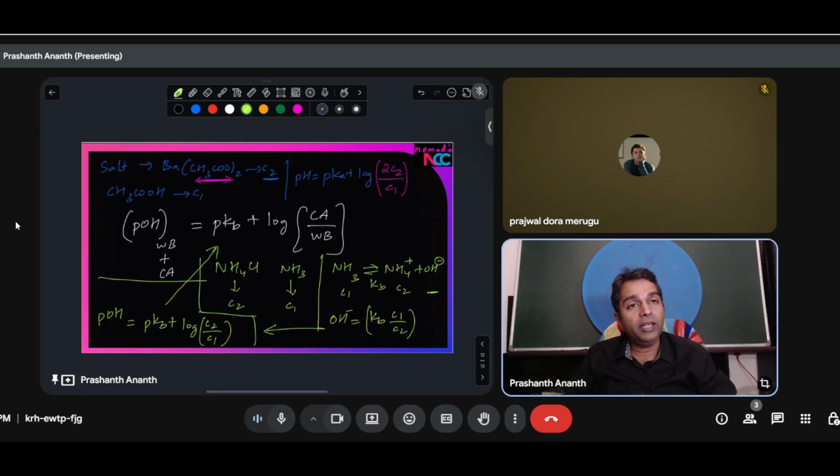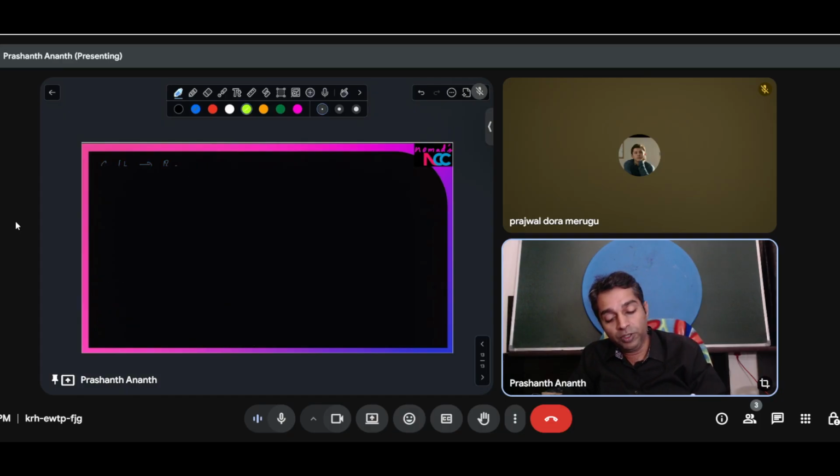Now let's see why these two are the same equation. I told you both buffers are actually the same mathematically, so both equations should give me the same result. Let's see how that works out. Let me put down both equations, or we'll take one of them and derive the next one from that. So let's say pOH of weak base plus conjugate acid is working out as pKb plus log of the conjugate acid by weak base concentration, correct?